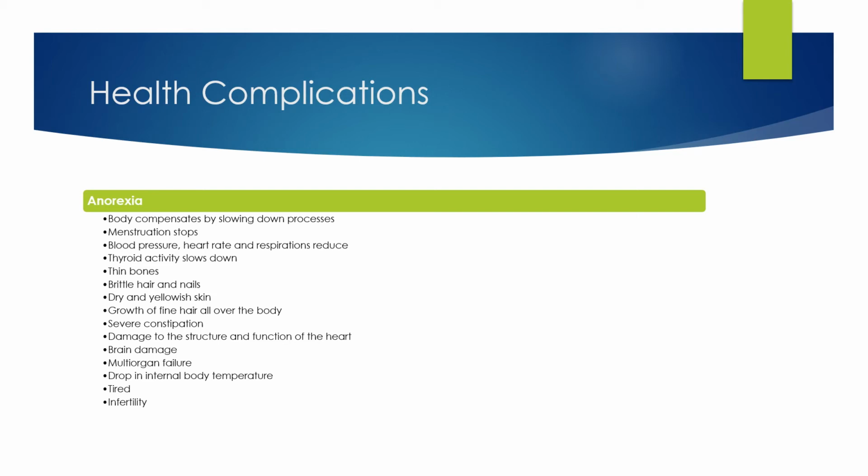Health complications with those with anorexia include menstruation stopping. Your body compensates by slowing down processes, including blood pressure, heart rate, and respirations. The thyroid activity slows down. Bones become thin. Hair and nails become brittle. Skin can become dry and yellow. They experience fine hair growth all over their body. The individual can suffer from severe constipation.